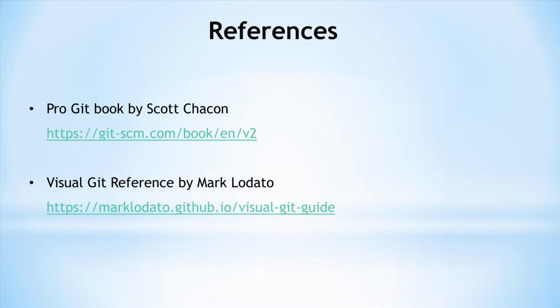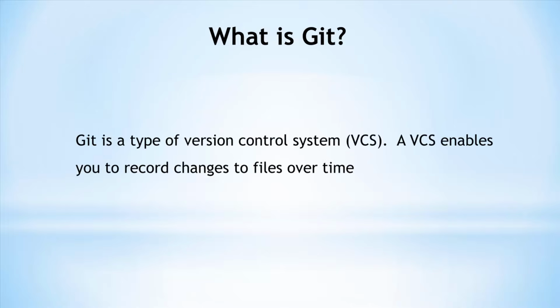Let's get started now by defining Git. What is Git? Git is a type of version control system. A version control system, or VCS for short, enables you to record changes to files over time. These files could be device configs, software code, documentation, anything really. However, Git works especially well with text files.